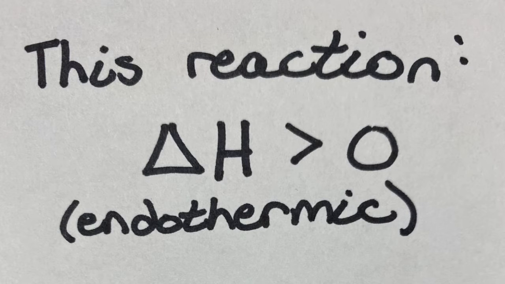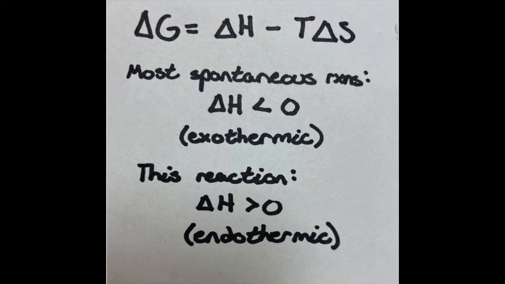In the reaction between baking soda and vinegar, heat is absorbed from the surroundings, and so delta H ends up being positive. Typically, spontaneous reactions are exothermic, meaning they release heat into surroundings, and delta H is negative. However, the reaction between baking soda and vinegar is an exception. Although this reaction has a positive delta H and is thus termed endothermic, it is still spontaneous, and we will see why in a minute.